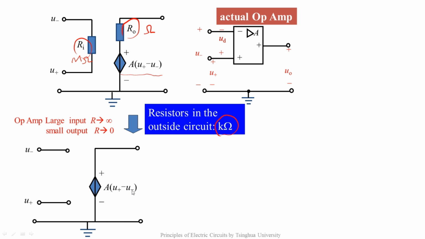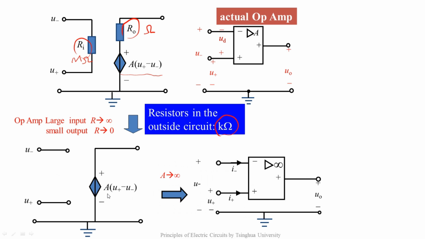Based on this circuit model, if we simplify it further, by regarding the open loop gain as infinity, then we get an ideal op-amp. Pay attention please. The circuit symbol of the actual op-amp and the ideal op-amp have no difference. Only one difference: here is the open loop gain and here's the infinity. Now let's study the ideal op-amp's characteristics.